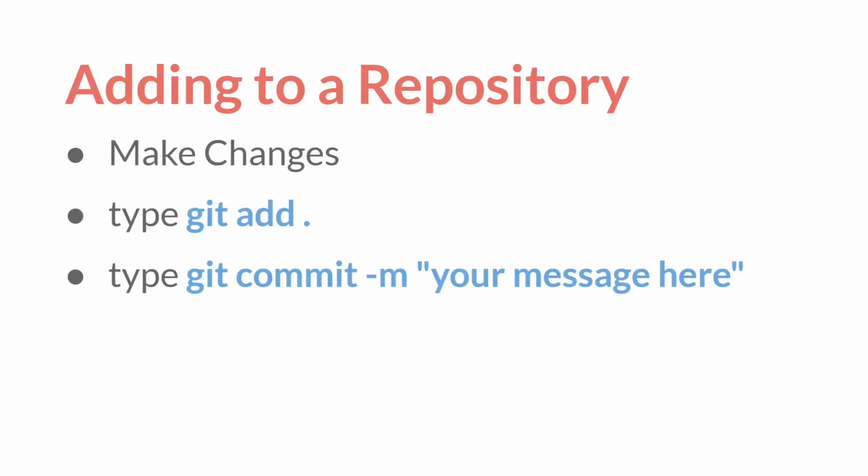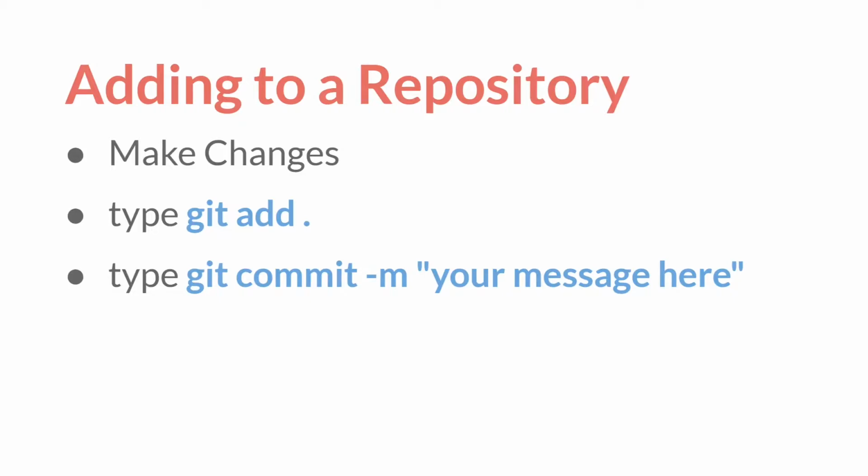Now, once you've created the repository, you can actually start committing to it. So now you would go into your GameMaker project, you would make some changes, and then you go back to the Git window, and we'll go over all of this. We'll actually demonstrate all of this in a moment. And you type git add period. The period here is the wildcard. It will add all of your files.